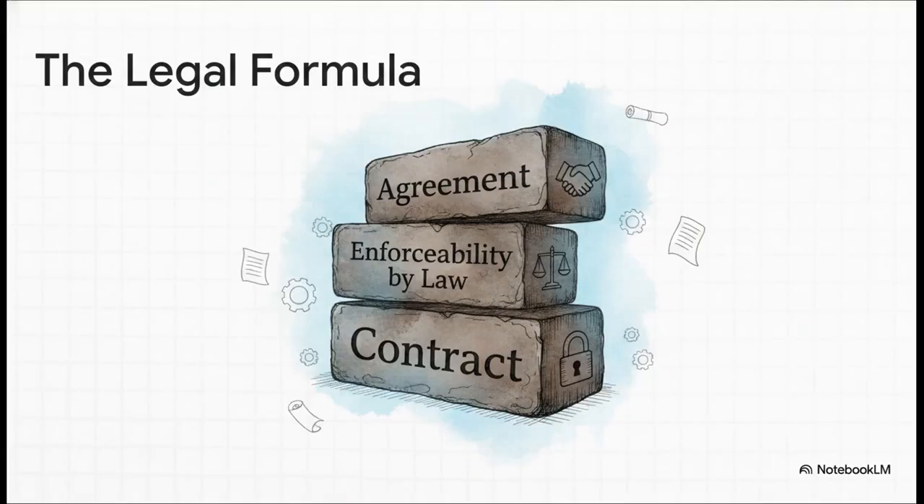Okay, let's dive into this and look at the actual legal formula we've been building. It's literally like stacking blocks. You start at the foundation with your agreement, which, remember, is just your promise plus that crucial consideration or exchange. Then you add your catalyst, enforceability by law. That means the object is legal and the terms are officially written down. When you successfully click those two elements together, boom, the result is a valid contract.